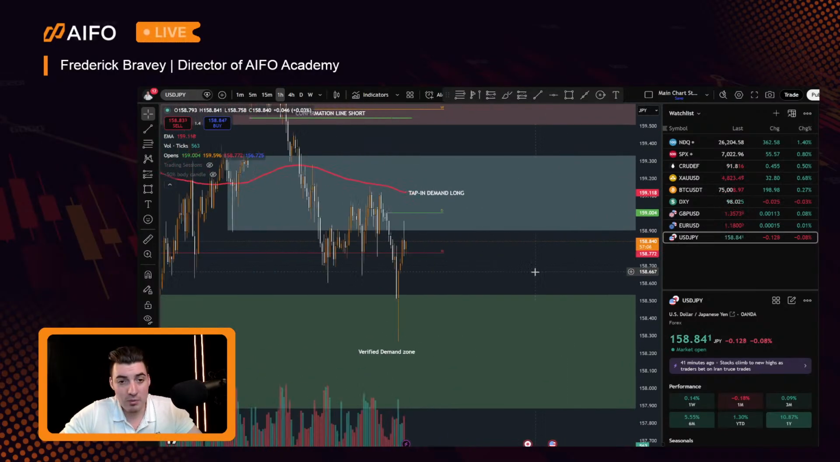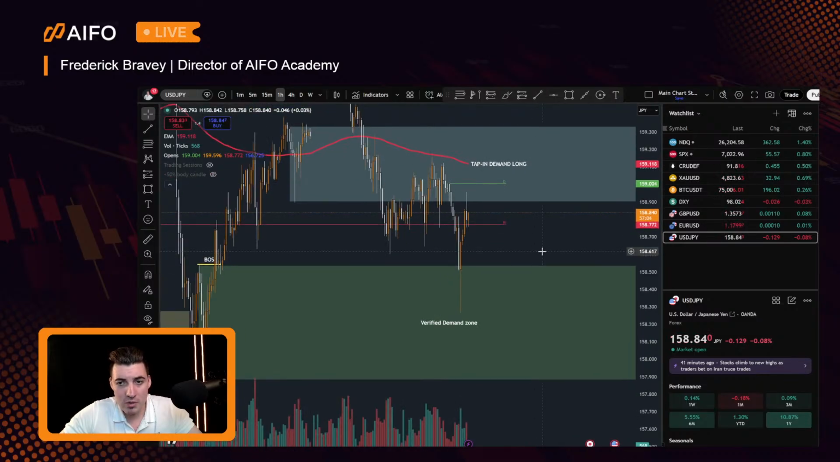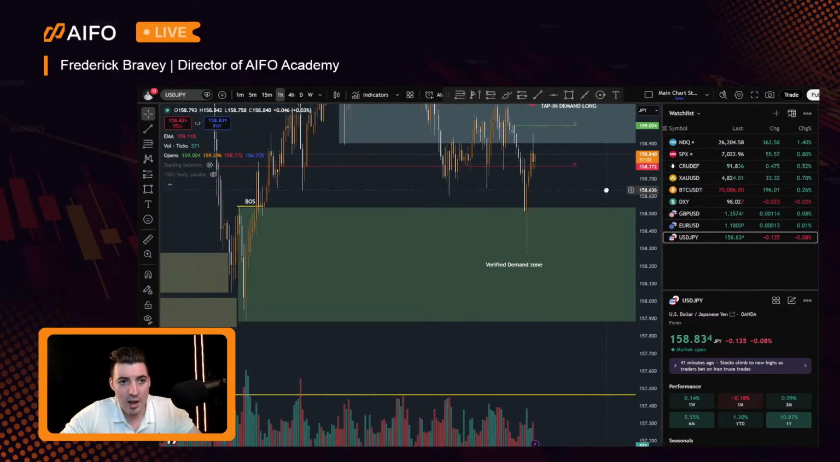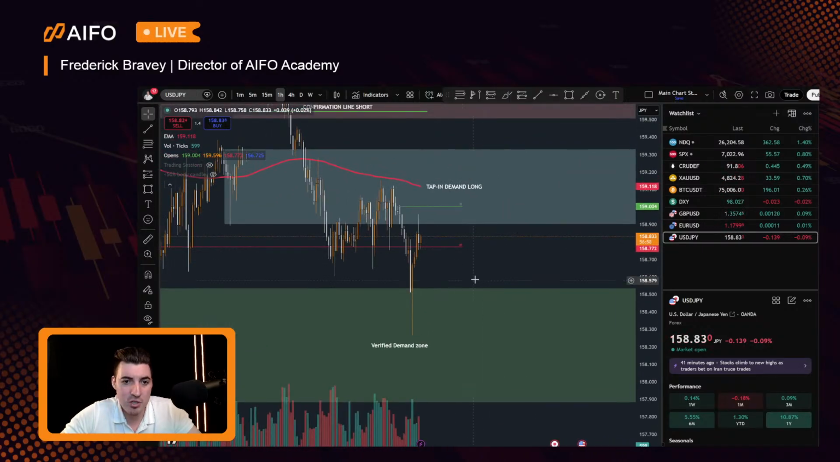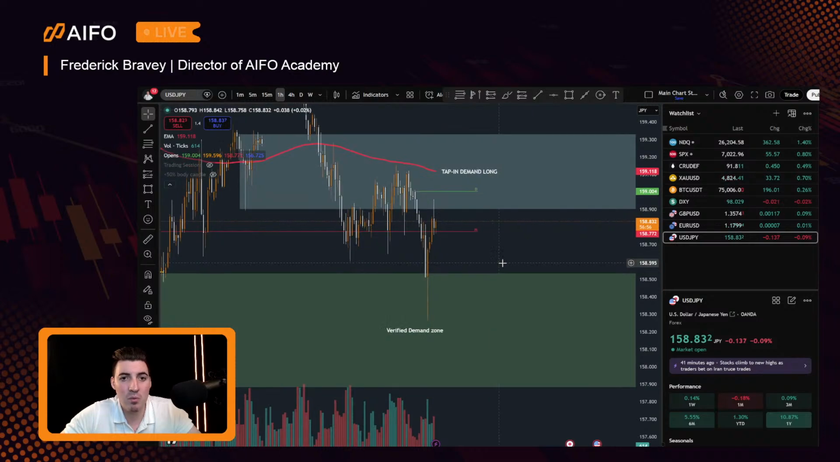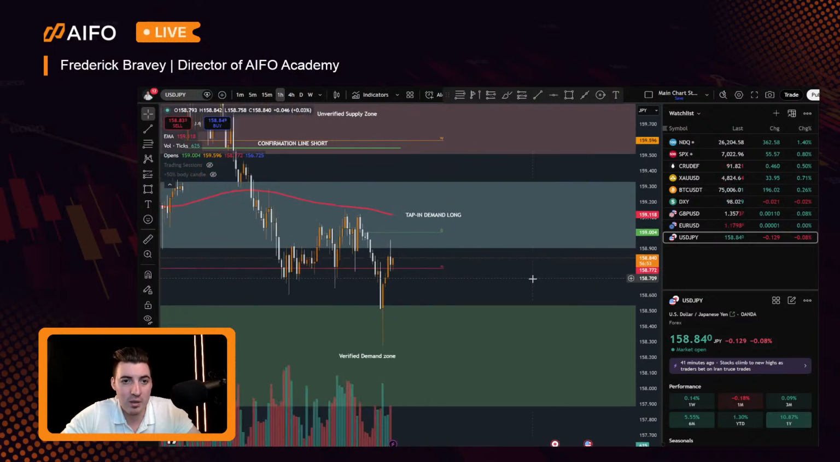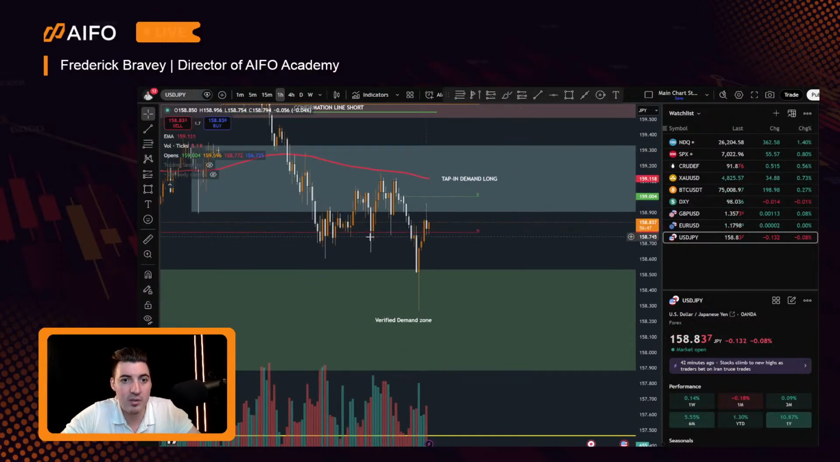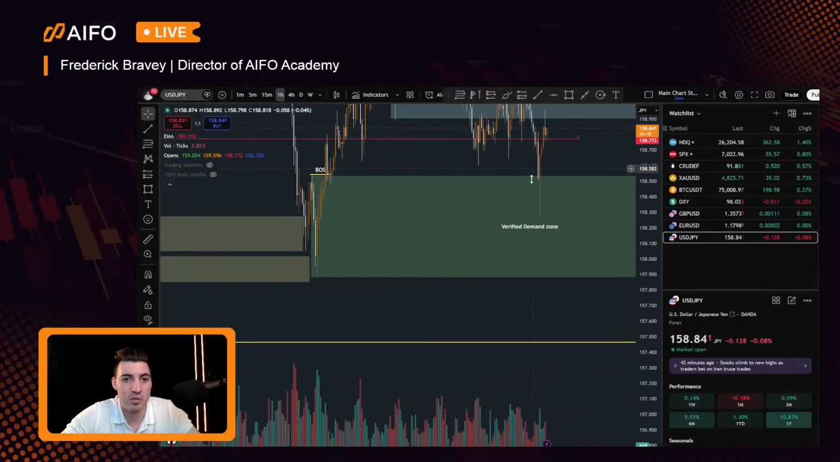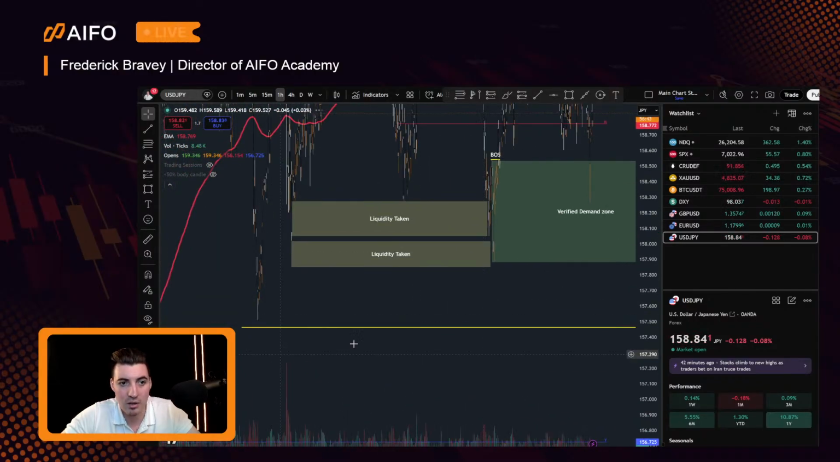So for the time being, on the USD JPY, I am bearish, and again, I'm just waiting to see whether or not the price does re-enter into this tap in zone. If it does, then I'll be looking for a short position and targeting the lows down here.